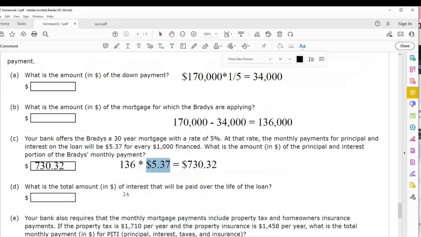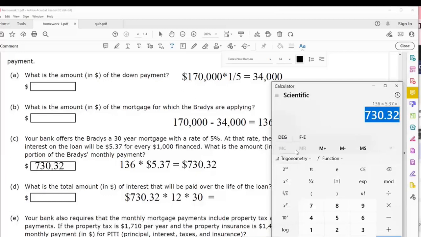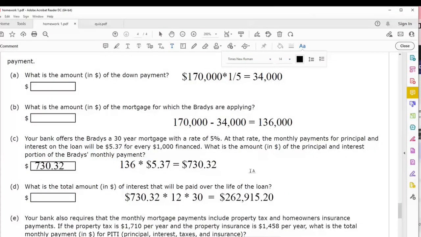D says, what is the total amount of interest paid on the loan? So here, if we're paying them $730.32 per month, that's for 12 months out of a year for 30 years. If you multiply those together, it's $262,915.20. That's going to be paid throughout the course of this loan.